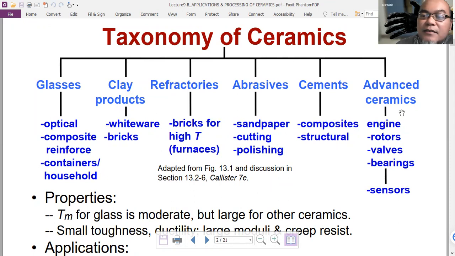Then advanced ceramics. This is more for advanced engineering purposes. Usually biomedical applications, many biomedical applications use this advanced ceramics. So some ceramics are used for engines, either as rotors, valves, bearings, also for sensors, which we will discuss more in the sensor subjects.